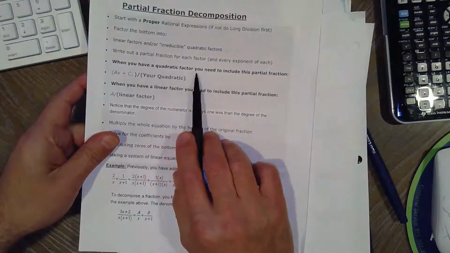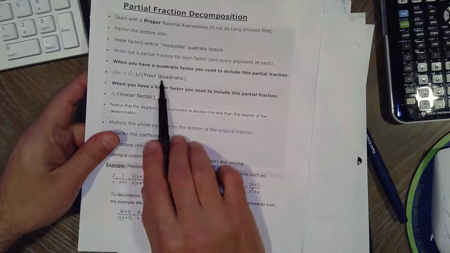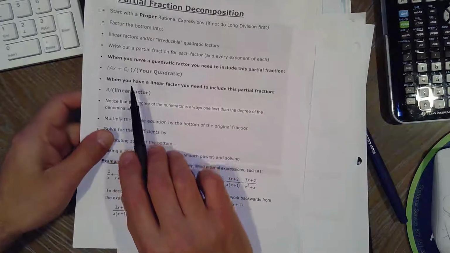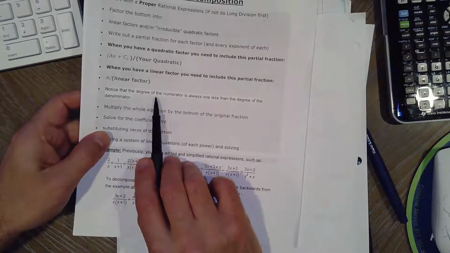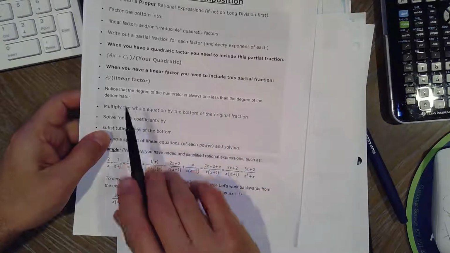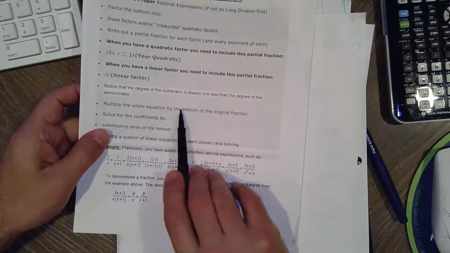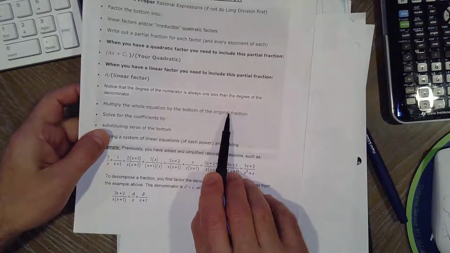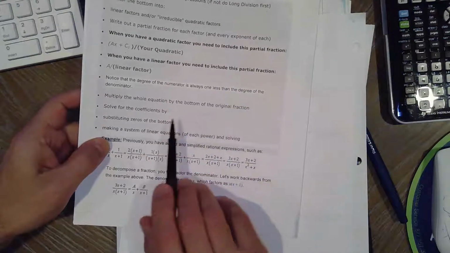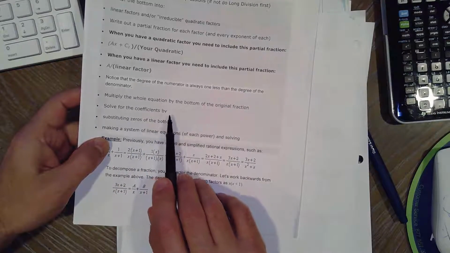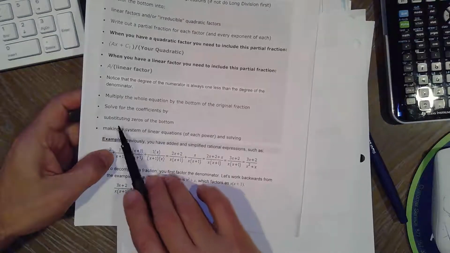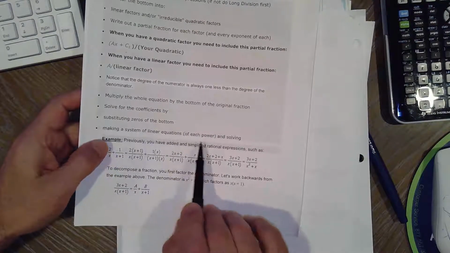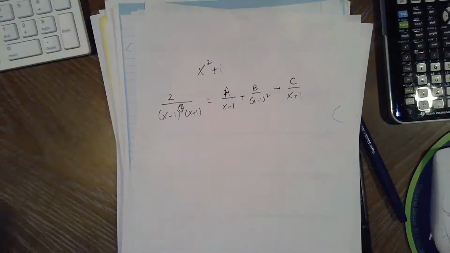When you have a quadratic factor, you need to include a linear term on top. So if you have a quadratic at the bottom, then you put linear on top. If you have linear on the bottom, you put a constant on top. The degree of the numerator is always 1 less than the degree of the denominator. Then you multiply by the original denominator to clear out all the parentheses, all the denominators. You solve for the coefficients, the A's, the B's, and C, and then you substitute zeros of the factors. We can do it a different way, making a system of linear equations and solving. I'll explain that. First, examples, we go over that, but these are the steps.